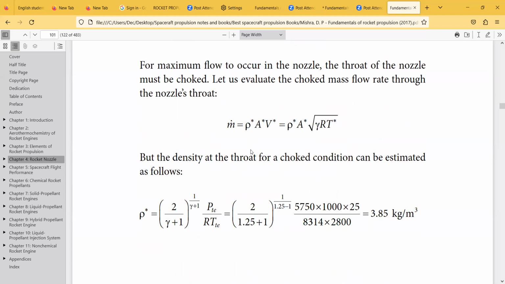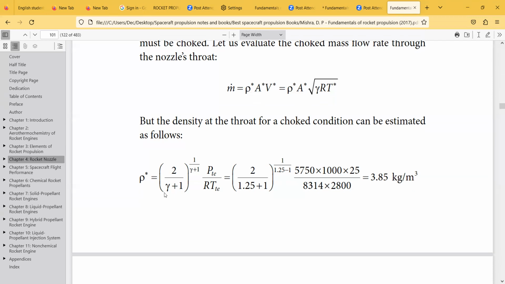The density at the throat for the choked condition can be obtained from this calculation. This is the density formulation, which is equal to (2 over gamma plus 1) raised to 1 over gamma minus 1, the whole times pressure at throat inlet divided by R T inlet. Just substitute all the values of the given parameters, and finally we get 3.85 kilograms per meter cubed. This is the density at the throat.